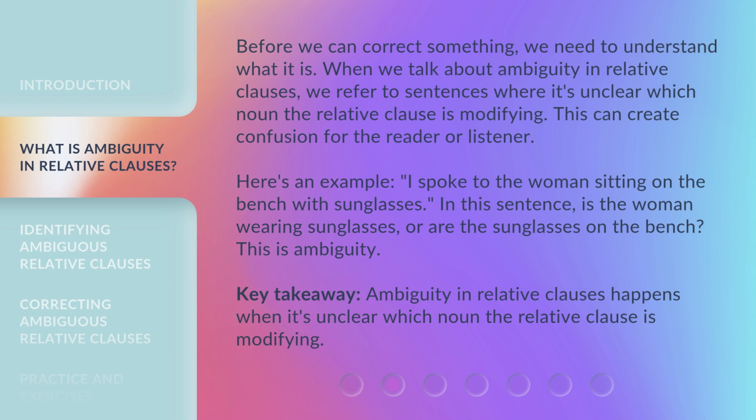Here's an example. I spoke to the woman sitting on the bench with sunglasses. In this sentence, is the woman wearing sunglasses, or are the sunglasses on the bench? This is ambiguity. Key takeaway. Ambiguity in relative clauses happens when it's unclear which noun the relative clause is modifying.